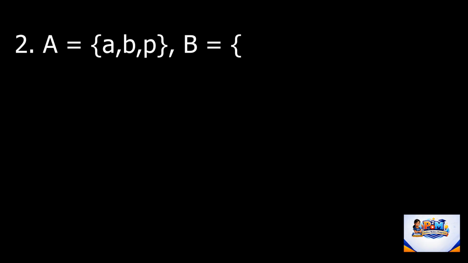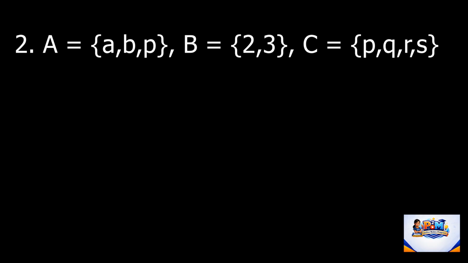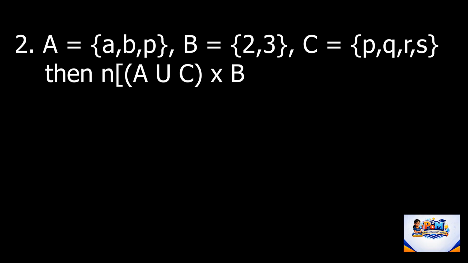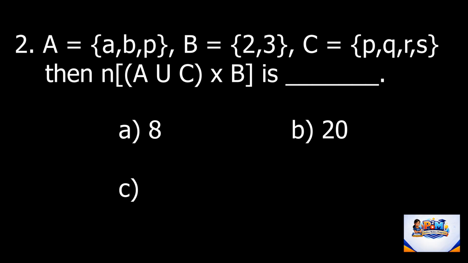Now the second question. A equal to the set a, b, p. B equal to the set 2 comma 3. C equal to the set P, Q, R, S. Then n of A union C cross B is dash. Options are 8, 20, 12, 16. The correct answer is option C, 12.